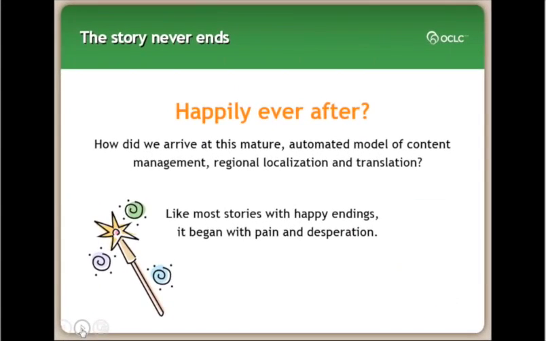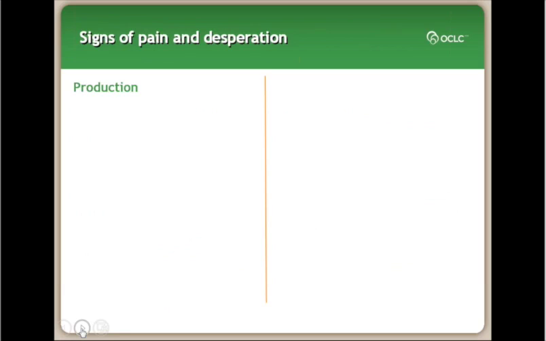So have we reached happily ever after? No. Technology moves at the speed of technology. So we need to be able to change as that wheel spins around again. But I can tell you how we got to where we are now. And like most stories with happy endings, it began with pain and desperation.